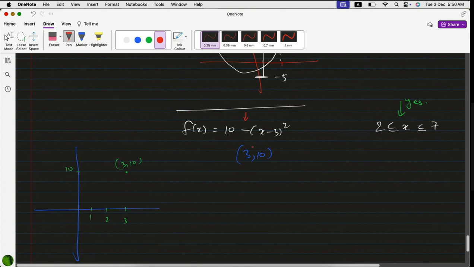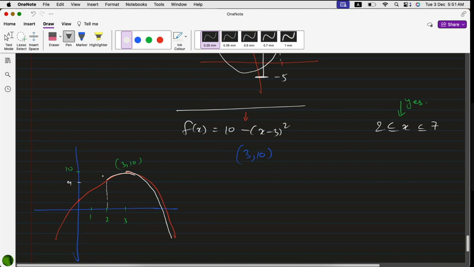So when x is 0, I'm getting 3 squared is 9, I'm getting y as 1. So at x 0, y is 1. Without any limits, the graph will look like this. And when we have limits, we can draw only from 2 to 7. So at x 2, 2 minus 3 is minus 1, squared 1, 10 minus 1 is 9. This is 9. So if we just draw the graph from 2 onwards, this is how it would look.